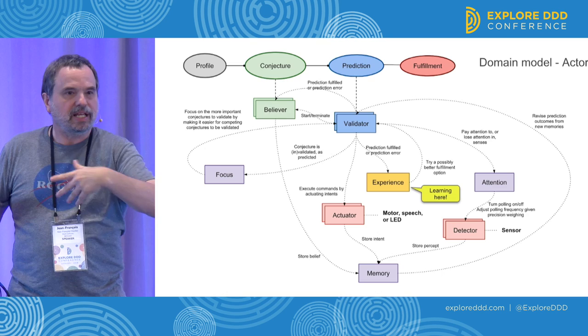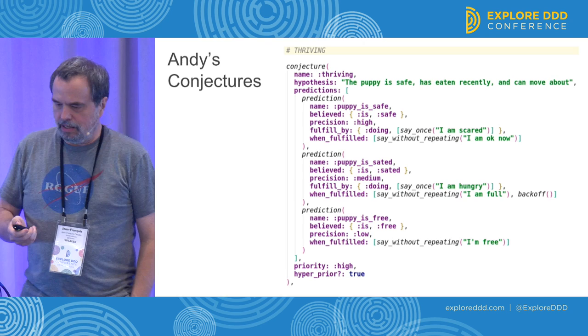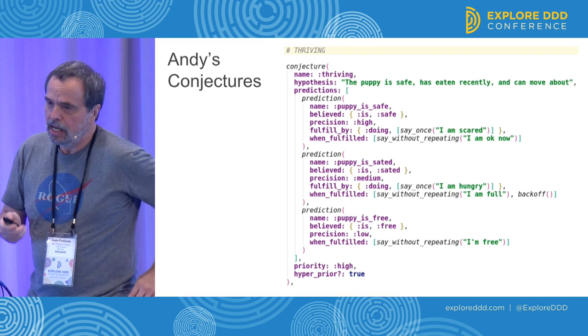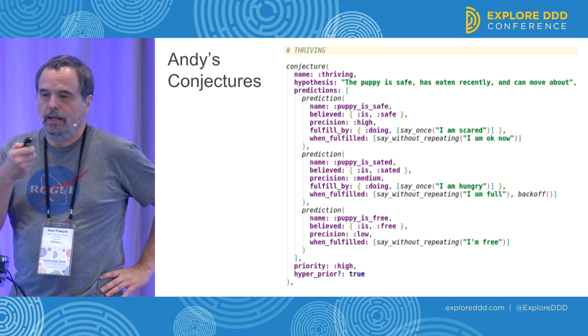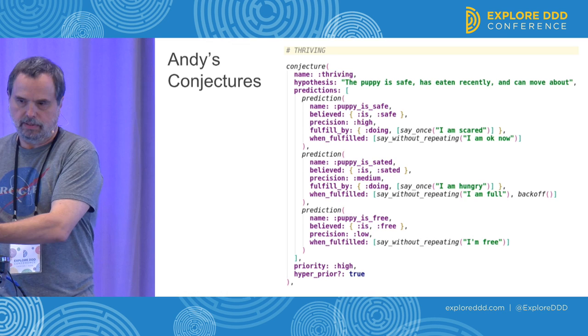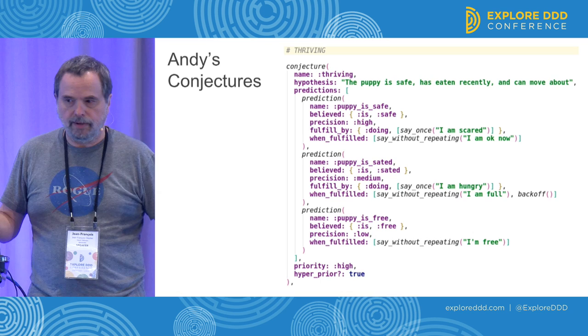Okay. Now, let's look a bit at the conjectures that have been defined for Andy. And this is the only Elixir code you're going to see. Okay, so don't be worried. And this code is very simple. It just constructs a data structure, the conjecture data structure. So this one, thriving, is a conjecture that the puppy is safe, has eaten recently, and can move about. It makes three predictions. First, that the puppy is safe. And how do we prove that the puppy is safe? Well, if we can't believe in the conjecture safe, then good, the prediction is fulfilled. Puppy is sated, same thing. We fulfill it.